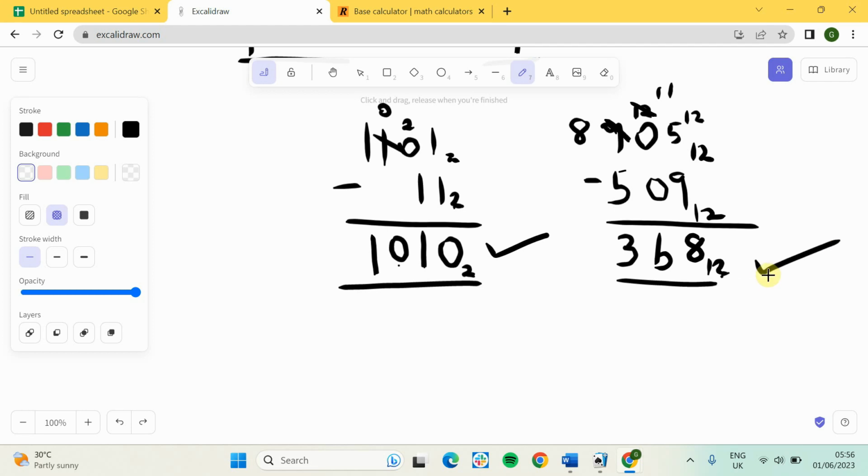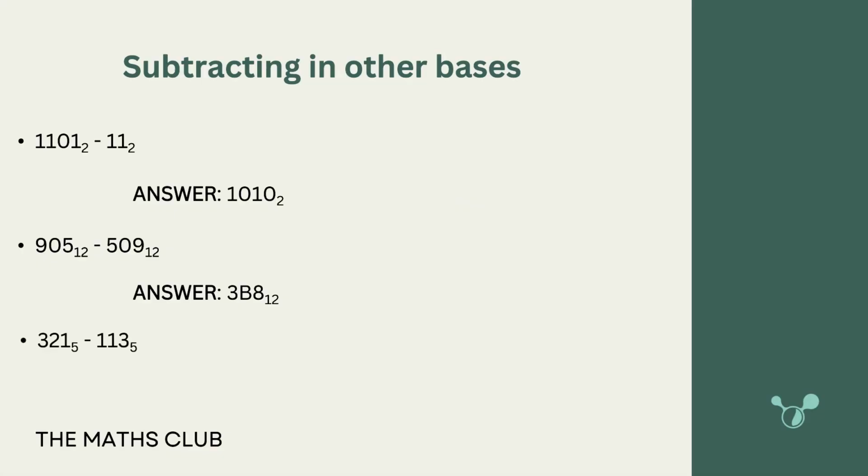The major thing is knowing that when you are carrying over, it depends on the base that you're operating in. So if it's base 10, you're going to be having 10 here. If it's base 12, it's going to be 12 here when you borrow, right? So let's solve one more example. This is 321 in base 5 minus 113 in base 5. I would say you should pause the video and try it out yourself.